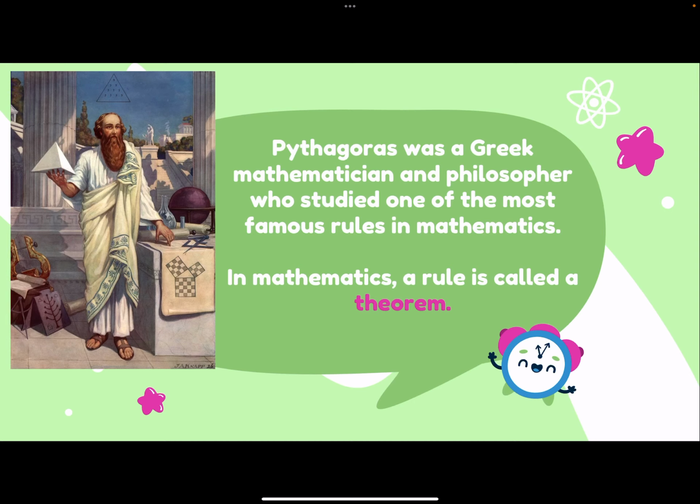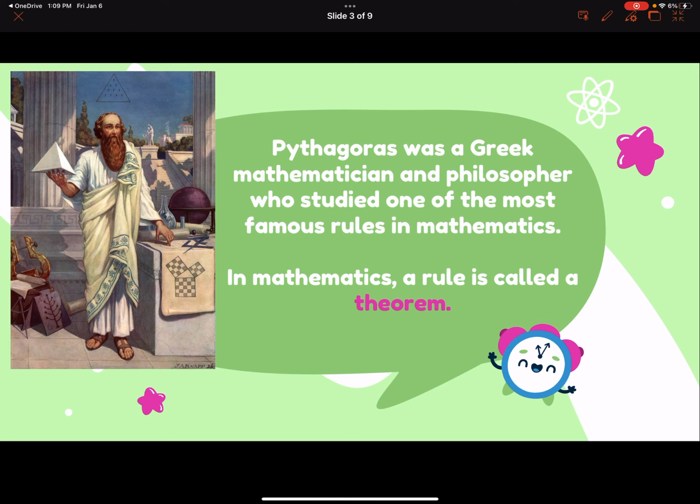And here is what we're going to get into. So this is Pythagoras. We talked about him yesterday. He was a Greek mathematician and philosopher who studied one of the most famous rules in mathematics, and that rule is the Pythagorean theorem. We talked about it a little bit yesterday, and you worked with some Starburst and kind of proved the theorem, but we're going to actually solve some problems with it today.